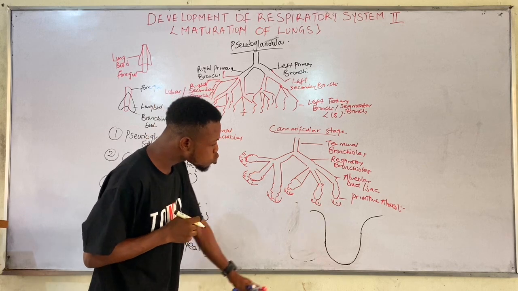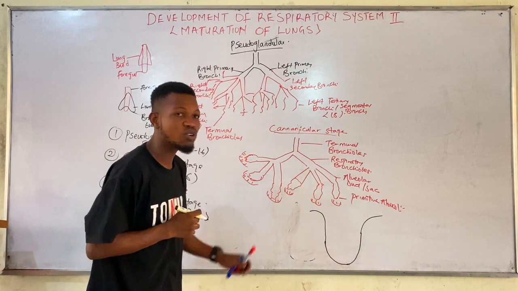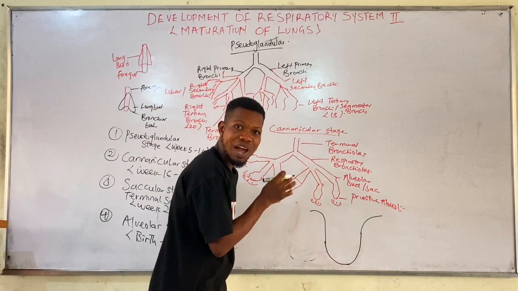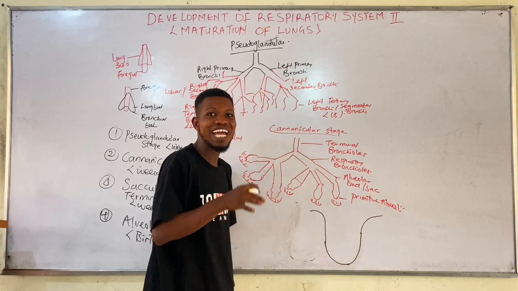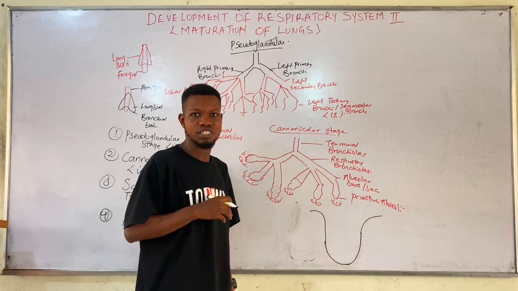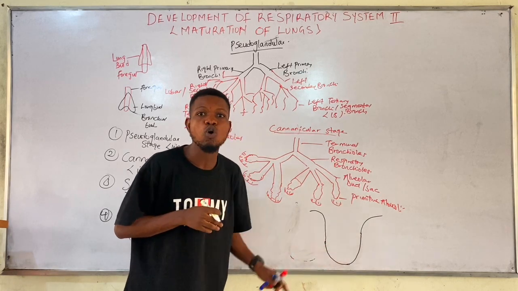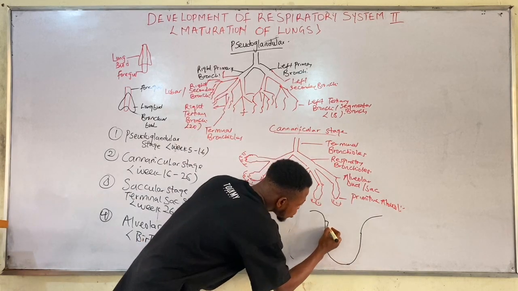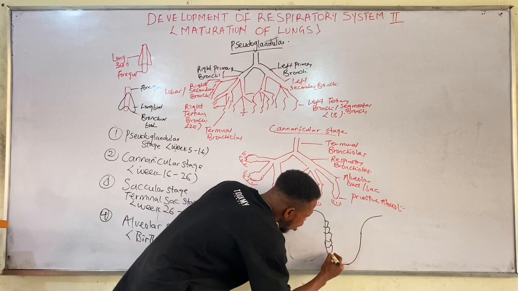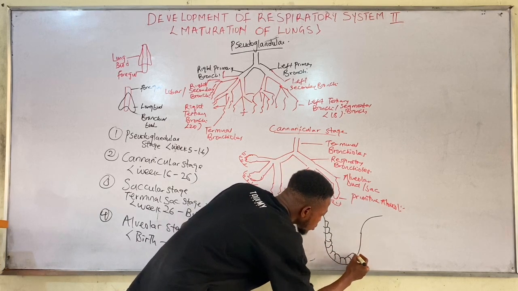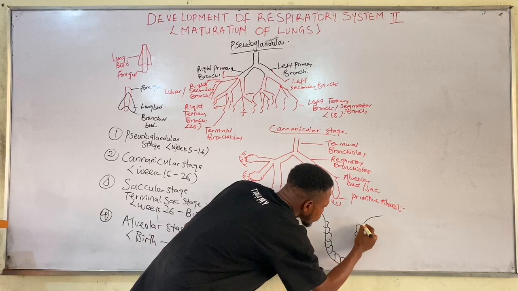Now, one thing I want you to know about this primitive alveoli at the canalicular stage is that the primitive alveoli at this stage is immature and it cannot facilitate gaseous exchange. Do you understand what I'm saying? Why? Because the cells that are present here are all cuboidal cells. The cells are all what? Cuboidal cells. Do you get it now?